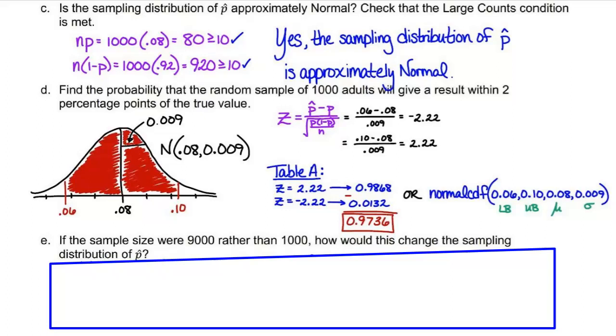If the sample size were 9,000 rather than 1,000, how would that change the sampling distribution of p hat? Would the shape change? Would it somehow be not normal anymore? Nope. My large counts would still be met. Would my mean stay the same or change? How do we find the mean of p hat again? Yeah, it's going to stay the same because it's just going to be my population proportion.